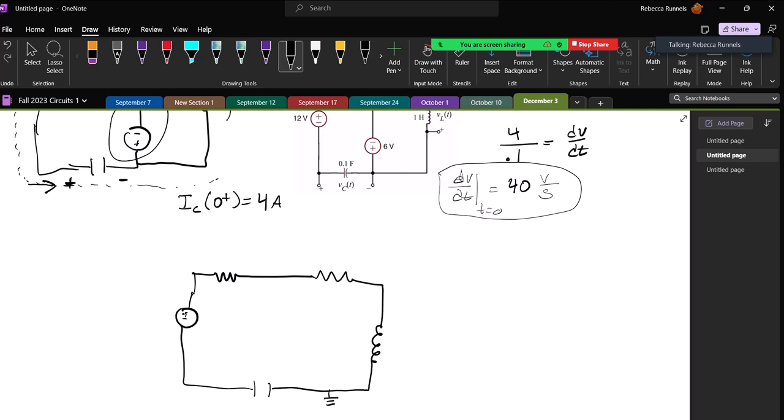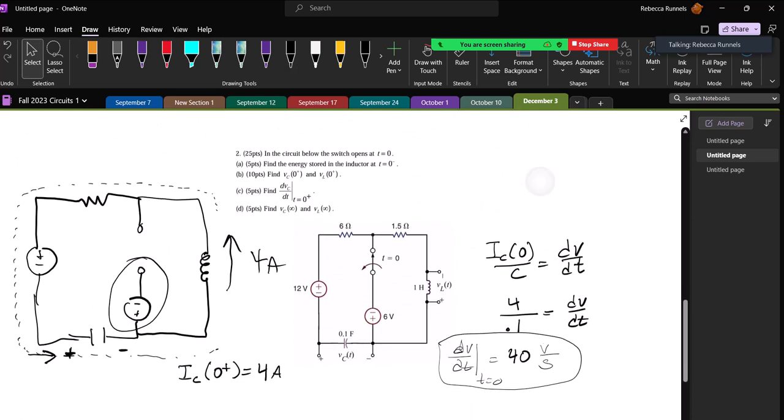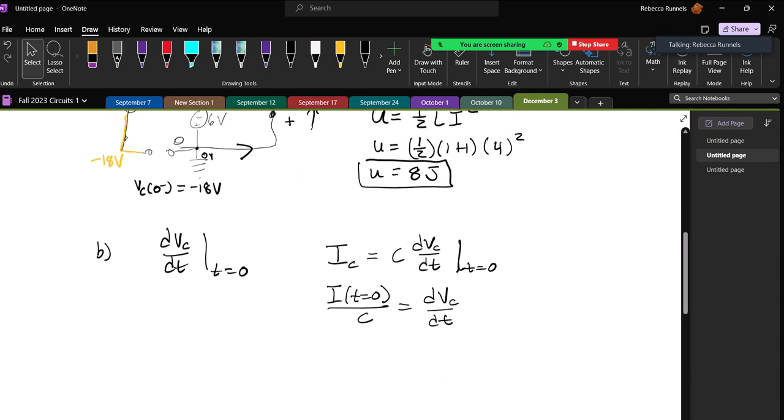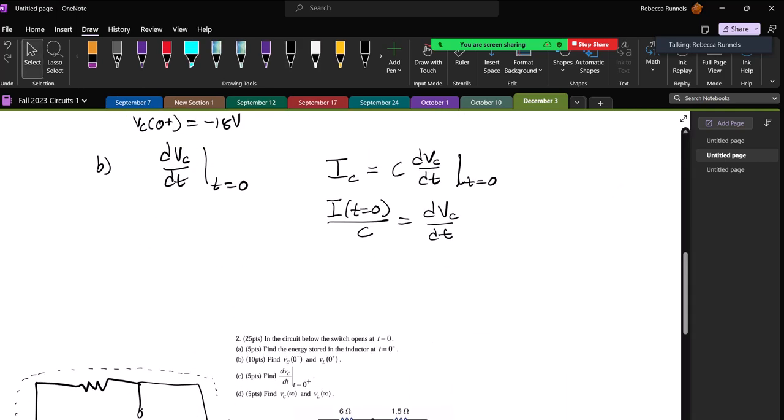Did I actually not end up using that minus 18? I feel like I did. Oh, I never found VL of 0 plus. Okay, I found VC of 0 plus, and I found IL. I didn't finish part A. I did find VC of 0 minus was 18 volts. We know that VC of 0 minus has to equal VC of 0 plus, so that also has to be 18 volts. I did not find VL of 0 plus, so I need to go back and do that. So this is going back to part A.